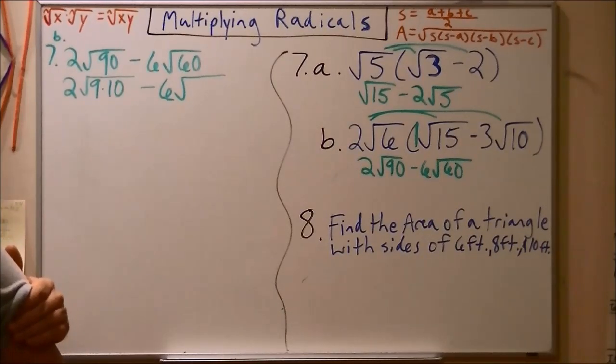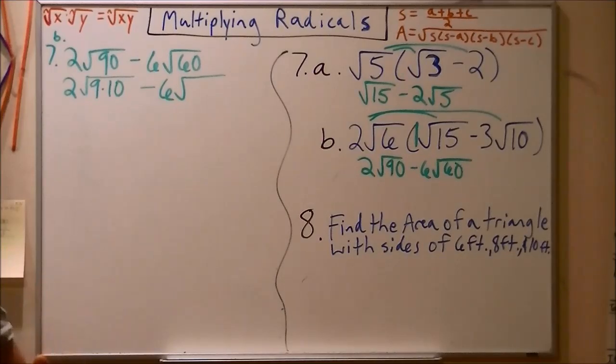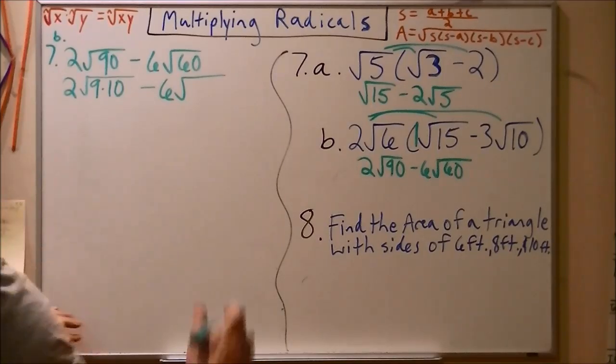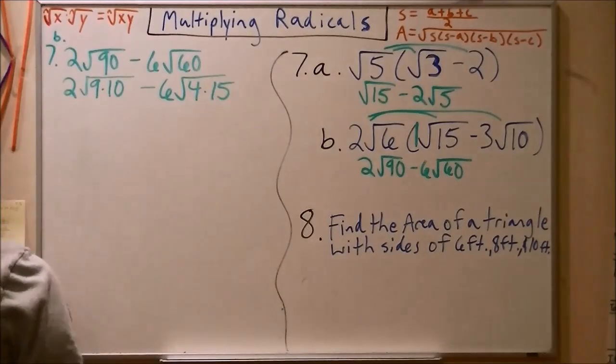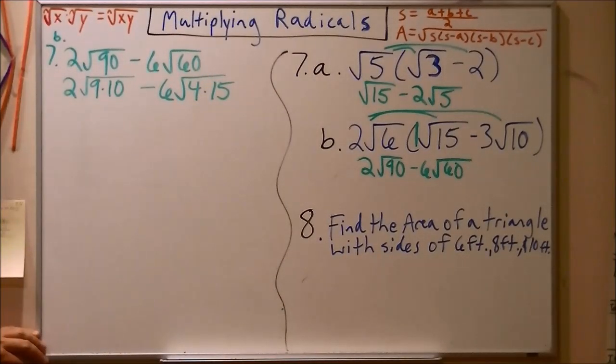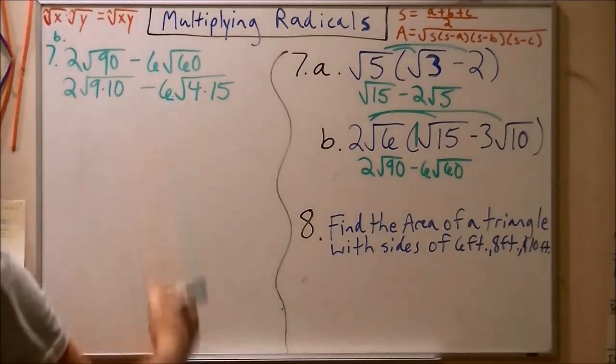6 and 10, okay. One just hit me though. How about this one? 6 and 10, no perfect square. How about 4 and 15? Aha, there we go. And the reason I like 4 and 15 is because 4 is a perfect square. Makes it easy to move to the outside.